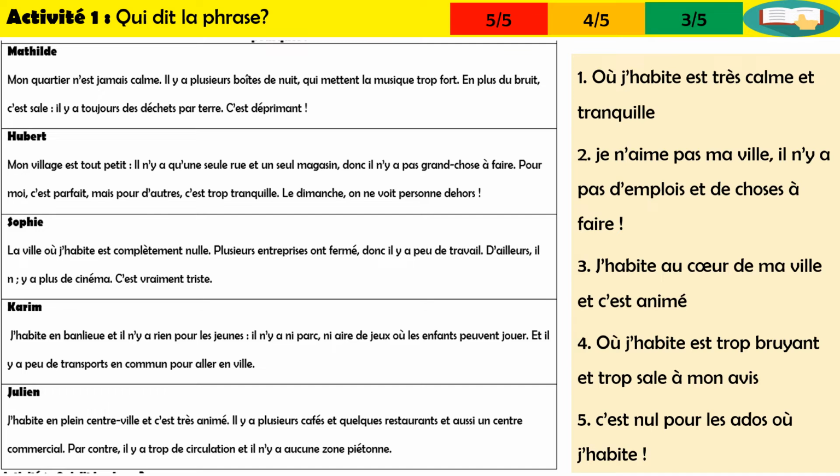Donc, numéro 1 dit « Où j'habite est très calme et tranquille ». Okay, so where I live is very quiet and calm and peaceful. So they might not say these words, but who lives in a place like this? La réponse, c'est Hubert. Okay, so let's see a clues that they gave us.